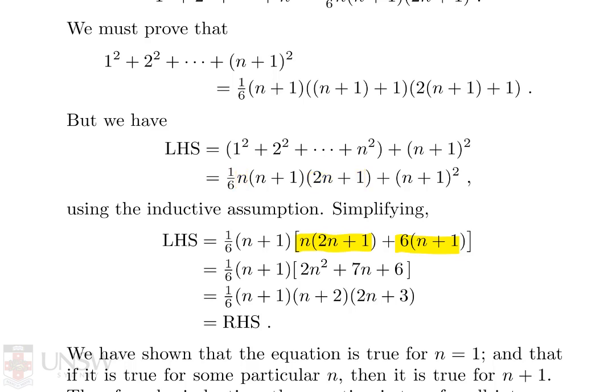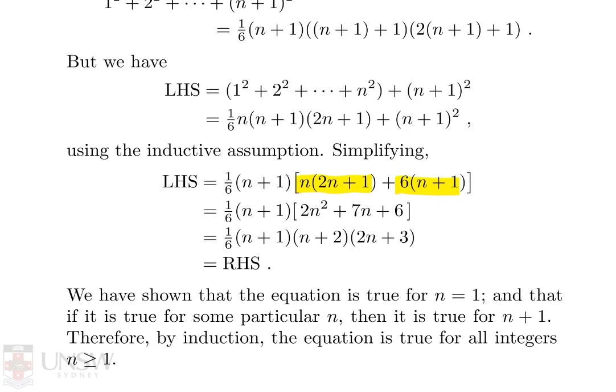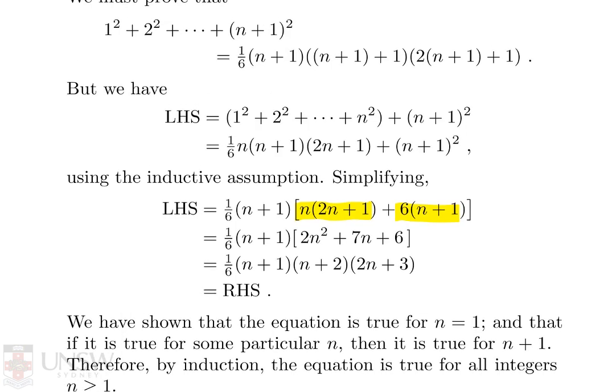Okay, so if I then expand the quadratic here, I've got n times 2n is 2n squared, n times 1 is n, plus another 6n makes 7n, and 6 times 1 is 6. And I can factorize that as n plus 2, 2n plus 3. And that's exactly what I wanted, because my aim was this here. 1/6, got that. n plus 1, got that. n plus 1, that's of course n plus 2, so I've got that. 2 times n plus 1 is 2n plus 3, so I've got that. I've proved left-hand side equals right-hand side.